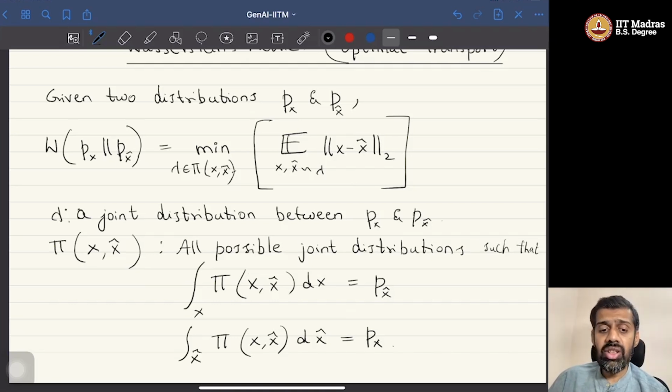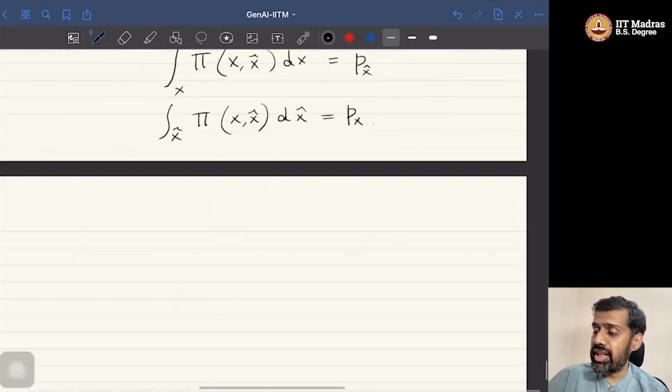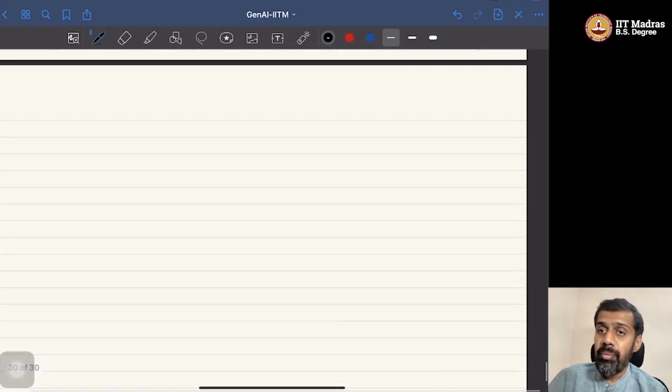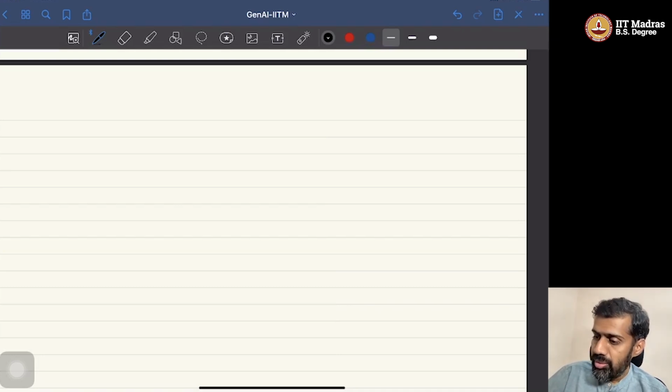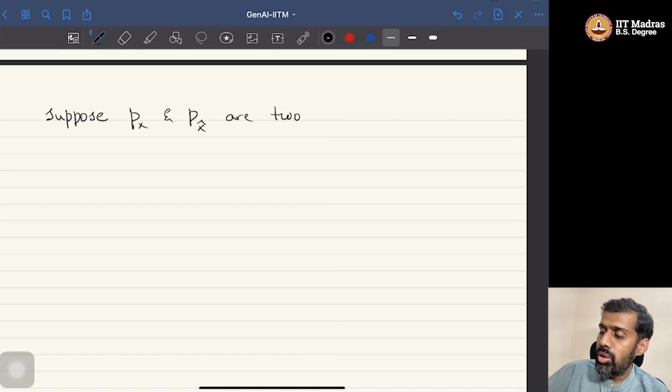It might seem a little daunting at first, but let me just explain why this makes sense. Why can this be called a good distance metric? Why can this be used as a distance metric between a pair of distributions? Okay, so it's easier understood by taking discrete distributions. Suppose px and px cap are two one-dimensional discrete distributions.